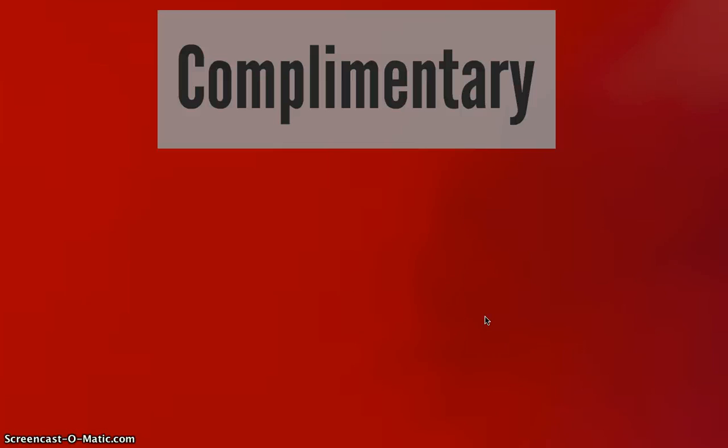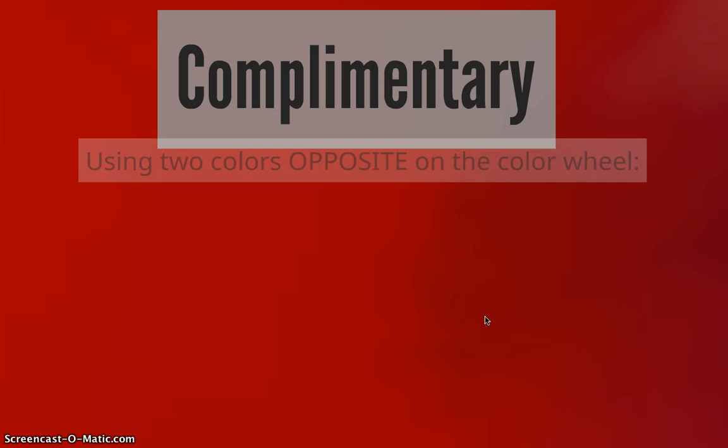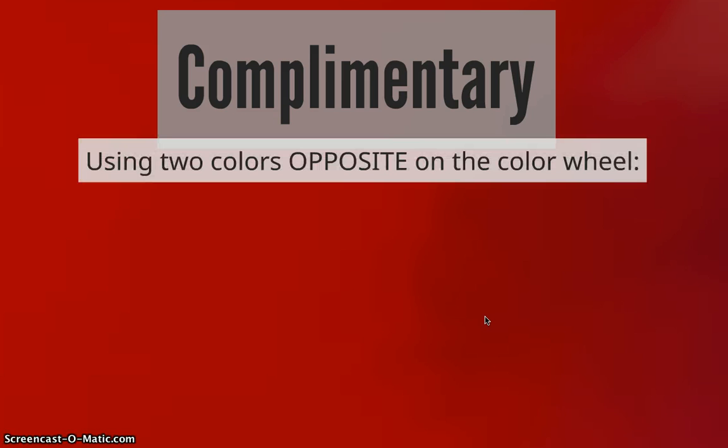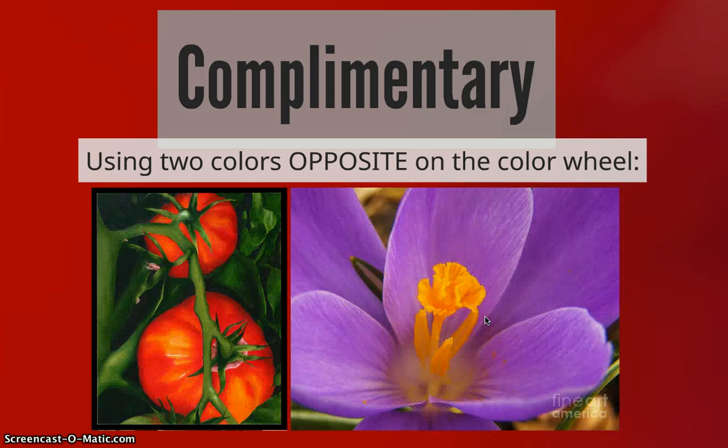In contrast to that, complementary color schemes use those complementary colors, those colors that are opposite on the color wheel. When you use this color scheme, things tend to stand out. See how these tomatoes stand out from the green background? The center of this flower stands out from its purple petals.